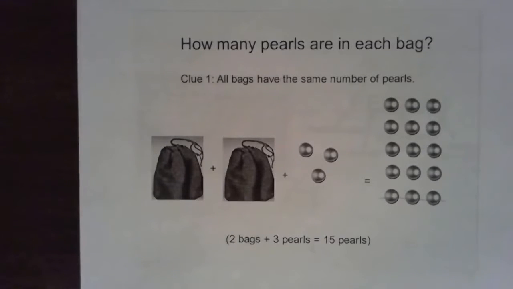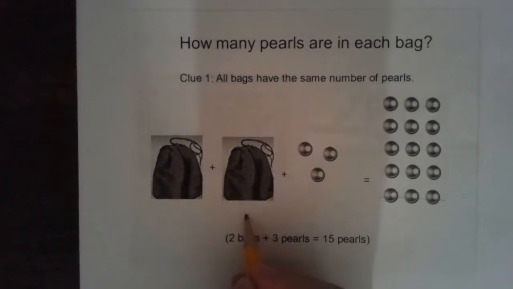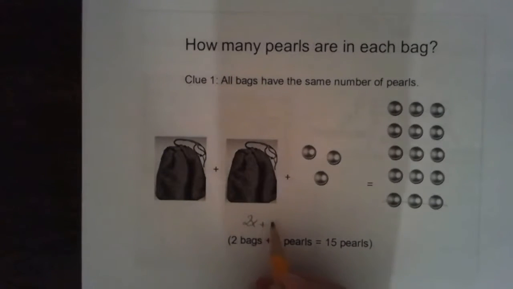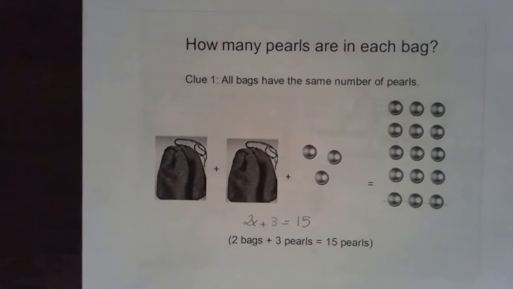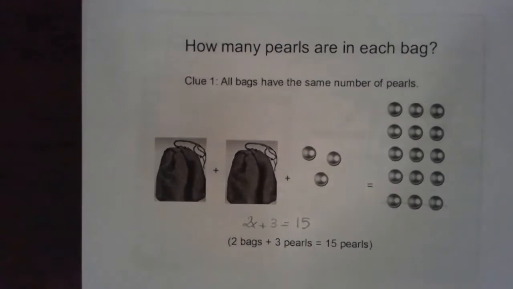Well, today we are going to solve similar equations. For this specific problem, since I don't know the amount of pearls in each bag, that could be my variable, and I could write an equation for it. 2x plus 3 equals 15. These types of equations are called two-step equations because I have to take 2 steps to solve it. First, what we did, we took the 3 pearls off and then we split them between 2 bags. So, here are the steps of solving two-step equations.